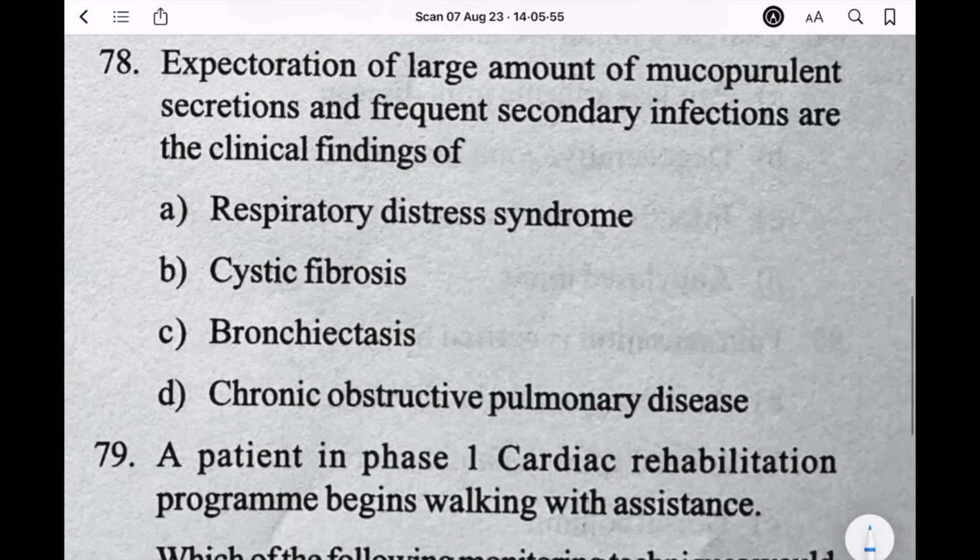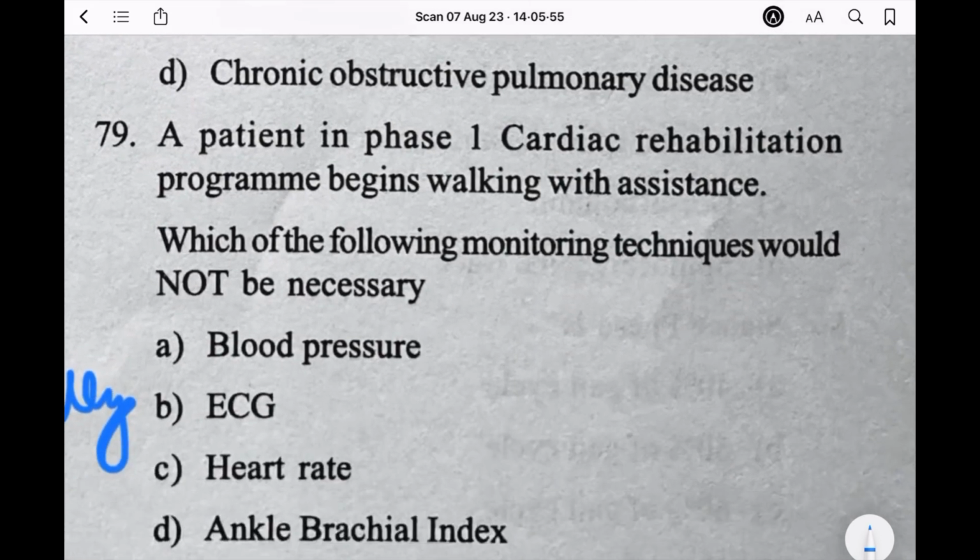Question number 78. Expectoration of large amount of mucopurulent secretions and frequent secondary infections are the clinical findings of. Options are A, respiratory distress syndrome, B, cystic fibrosis, C, bronchiectasis, and D, chronic obstructive pulmonary disease. So the correct answer is B, cystic fibrosis.